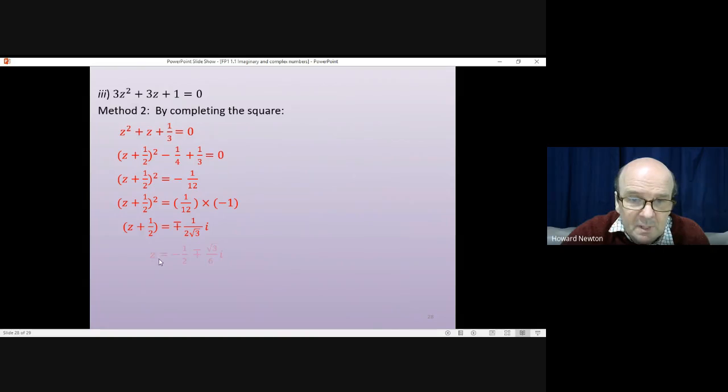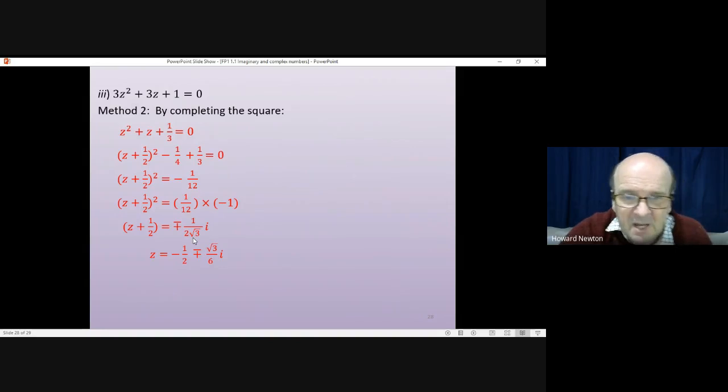The last thing that we need to do is move this plus a half over to the other side. And then we have the 2 solutions. z equals minus a half plus root 3 over 6i, and z equals minus a half minus root 3 over 6i. You'll notice this fraction here has changed.